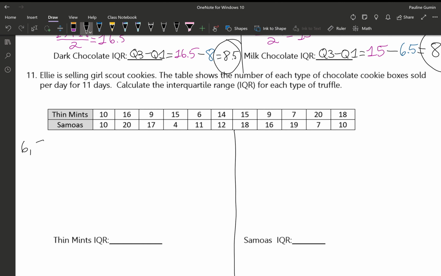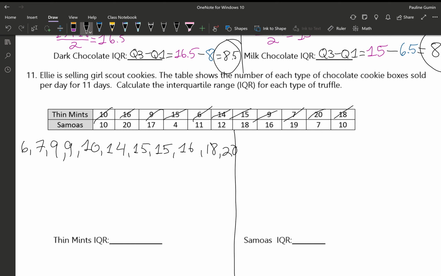Let's get back to writing our list. All right, 6, 7, 9, 9. 10, 14, 15, 15. 16, 18, 20. Oh, that mostly fit. Not bad.